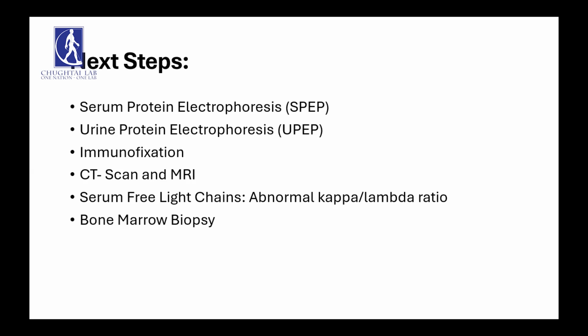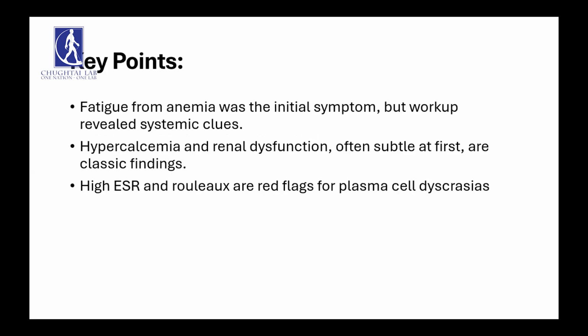is a confirmatory test. So the key points are that fatigue from anemia was the initial symptom, but workup reveals systemic clues. Hypercalcemia and renal dysfunction, often subtle at first, are classic findings. High ESR and rouleaux formation are red flags for plasma cell dyscrasias.